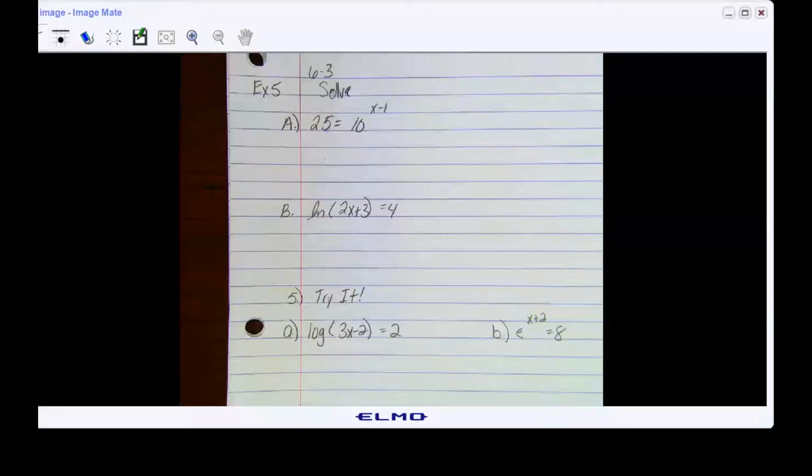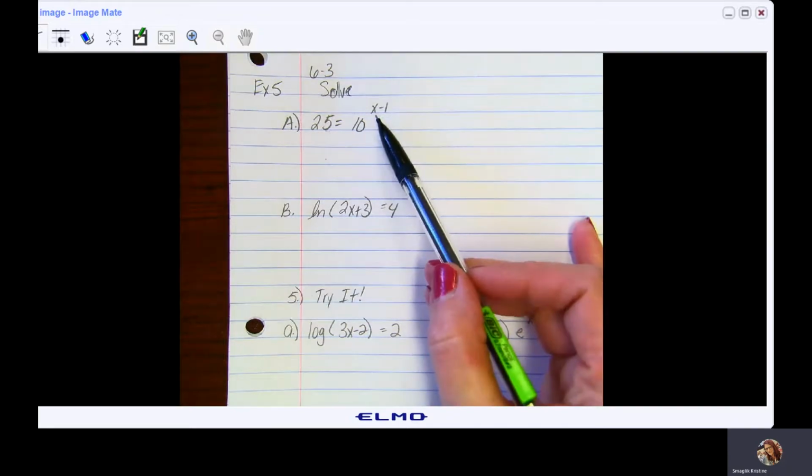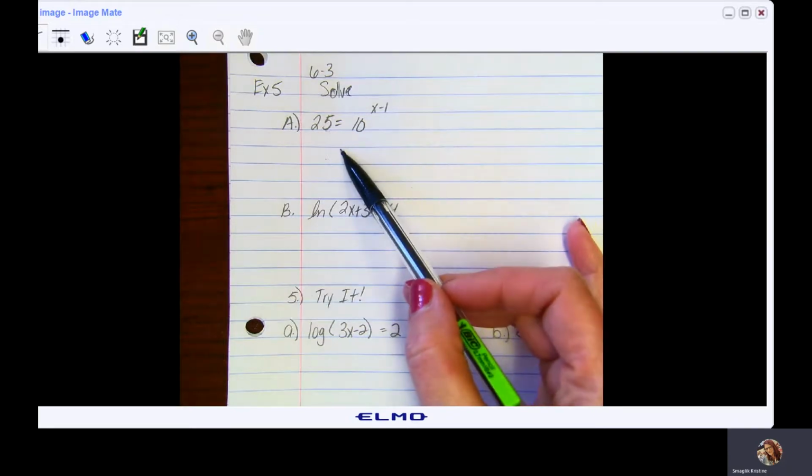In this video, we are going to solve equations using exponentials and logarithms. So let's start out by taking a look at A. We have 25 equals 10 raised to the power of x minus 1. Now I need to solve for x, and notice x is up here in the exponent. We've got to get it down.